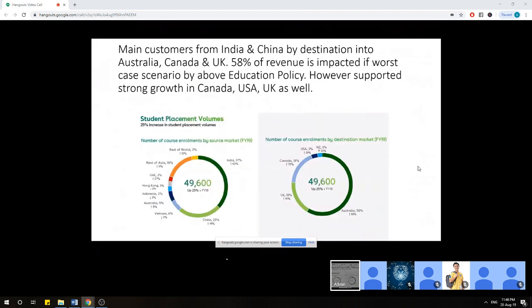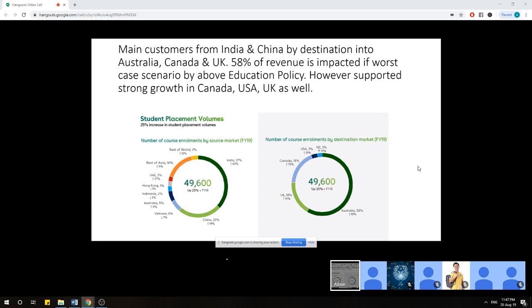So okay, this one is the highlight here. The main customers are from India and China, with destinations of Australia, Canada, and UK. So in the above case, the sentiment really has an impact, because 58% of this company's revenue is from Australia. If the above sentiment is true, then 58% of revenue is impacted. However, you can see this company is no longer growing through Australia. Their recent strong growth is in Canada, USA, and UK. Yeah. So yes.